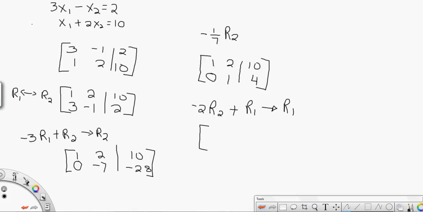-2 times 0, 0 plus 1 is 1. -2 times 1 is -2. -2 plus 2 is 0. -2 times 4 is -8. -8 plus 10 is 2. And row 2 stays the same.